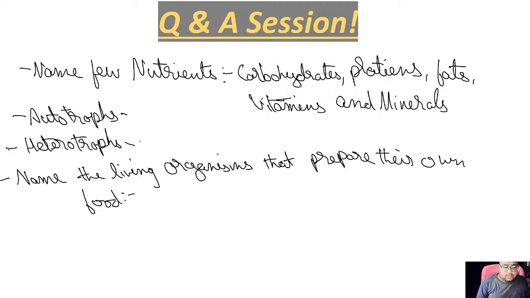So heterotrophs are opposite to autotrophs. Okay, so you can write it down in the answer. Heterotrophs is quite easy. The opposite of autotrophs. Yeah, dependent, almost nearby, Niranjan. Heterotrophs are living organisms that are dependent on food. Yeah, good one, Preetham. So name the living organisms that prepare their own food.